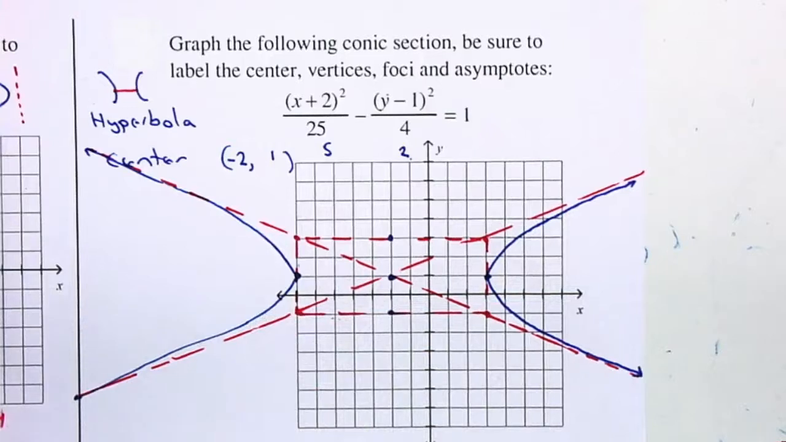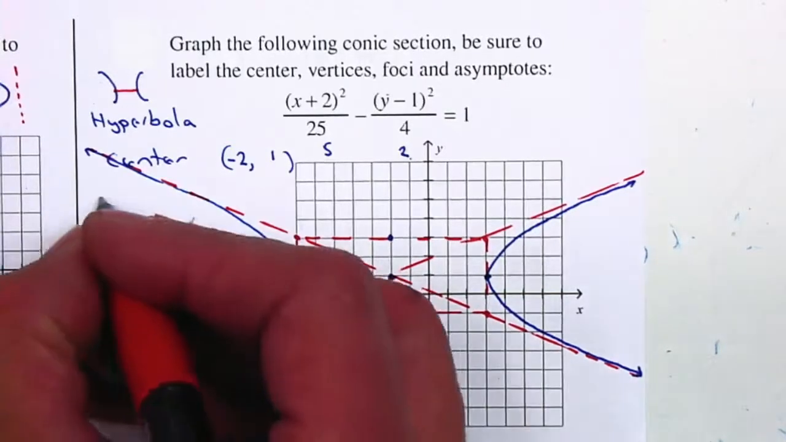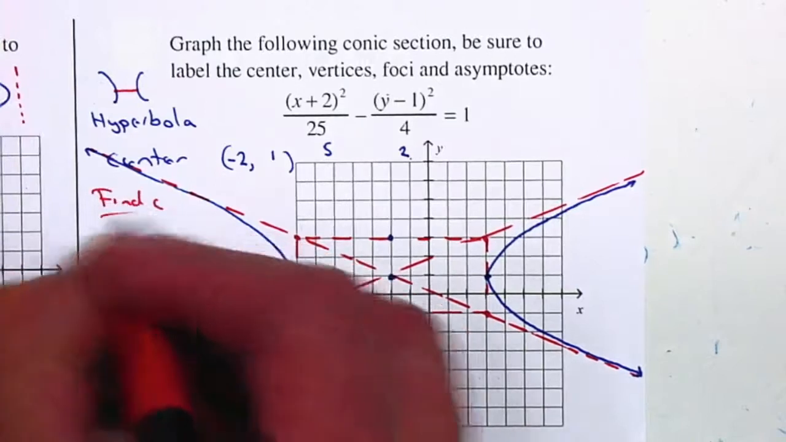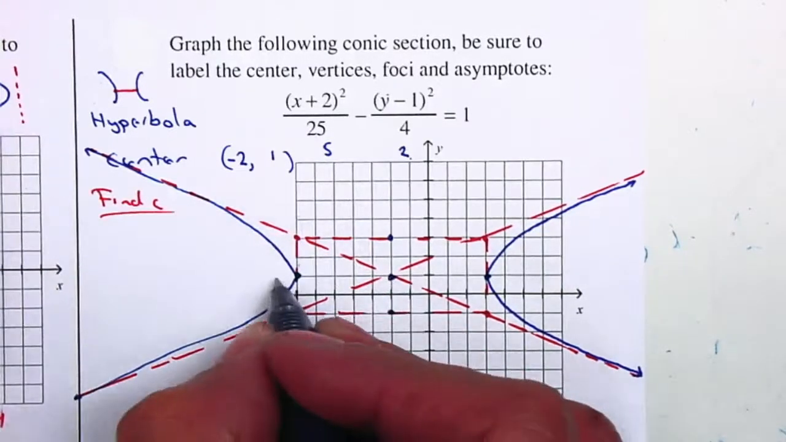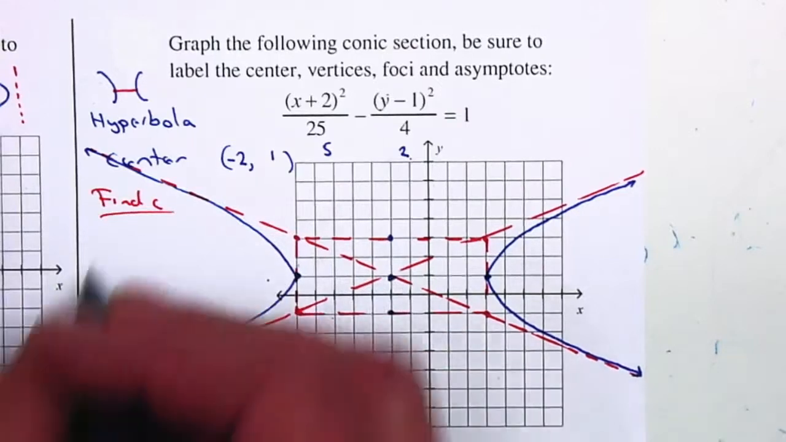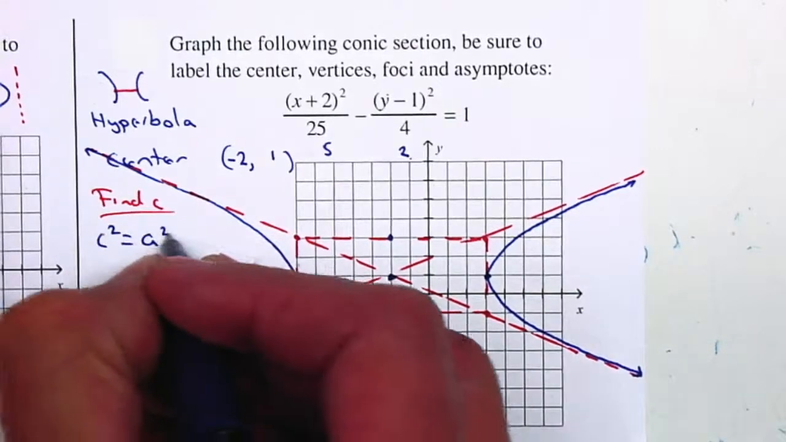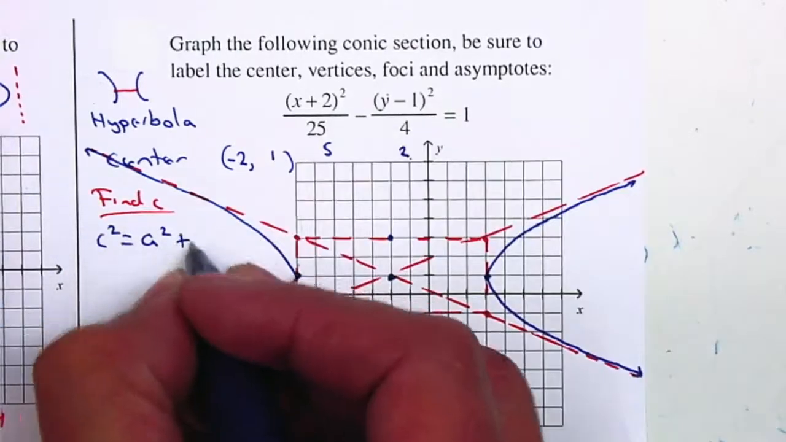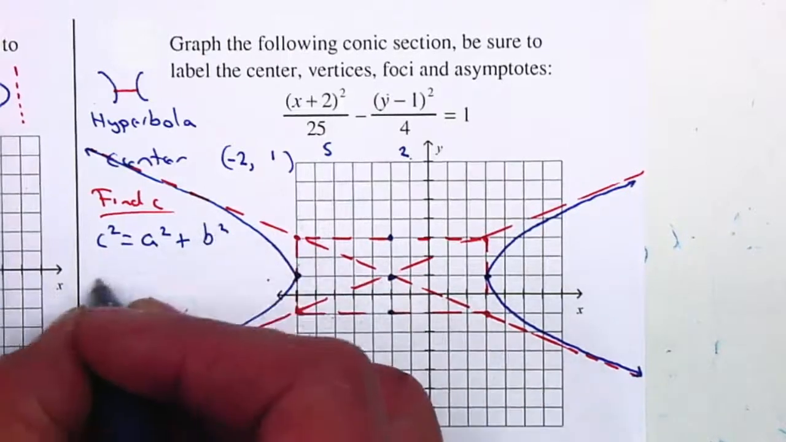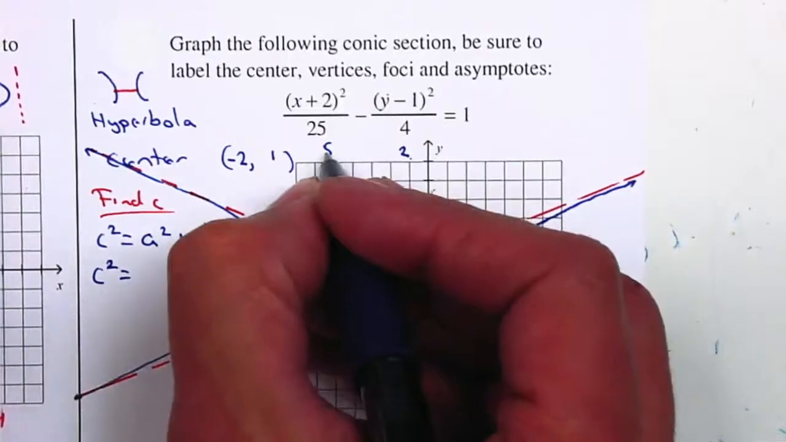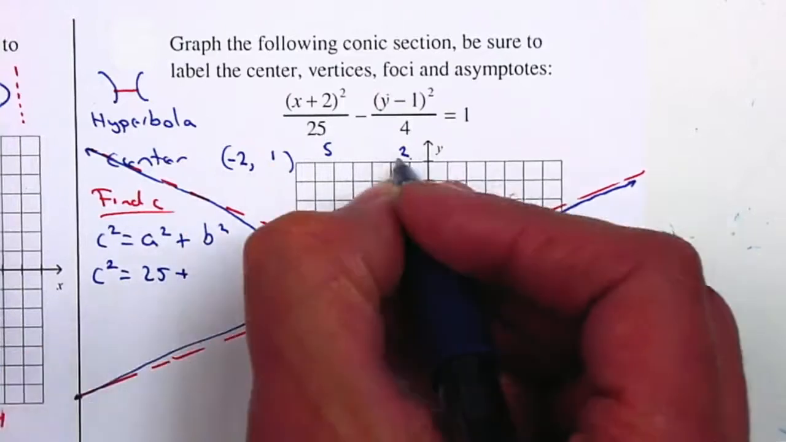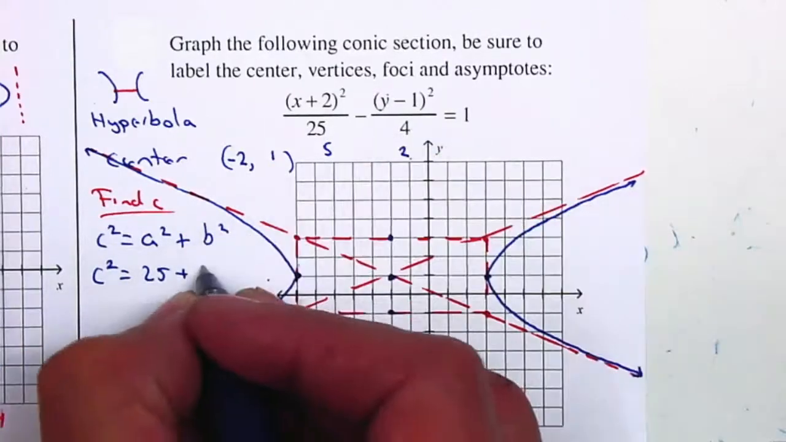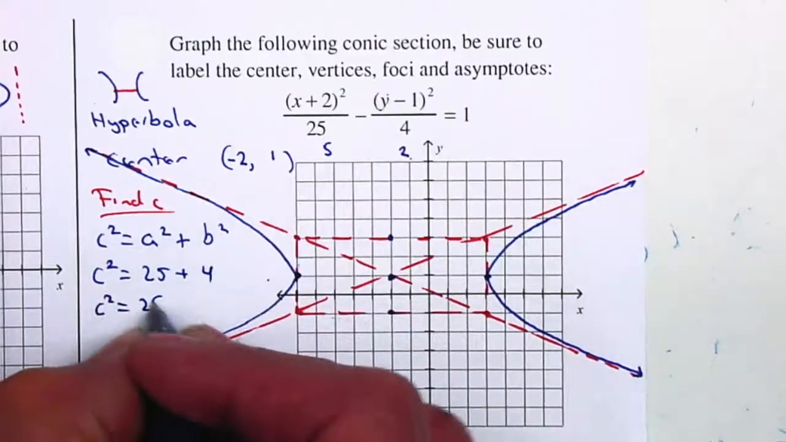The next thing I need to be able to find is my foci. And to find my foci, I need to be able to find the value of C, because C will tell me how far each focus is away from your center. So C squared is equal to A squared, that's a negative, so therefore this will be plus B squared. Remember, A is 5, so A squared is 25. B is 2, so B squared is 4. So C squared is equal to 29.